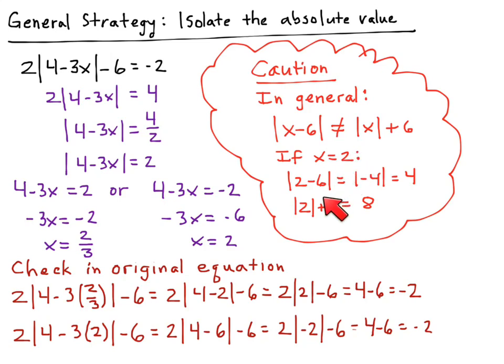You can see that if x equals 2, if we first take 2 minus 6 and then take the absolute value, we get 4. But if we take the absolute value of 6 and then add it to the absolute value of x, we're going to get 8. So it's clearly two different numbers. So always treat your absolute values as a group.